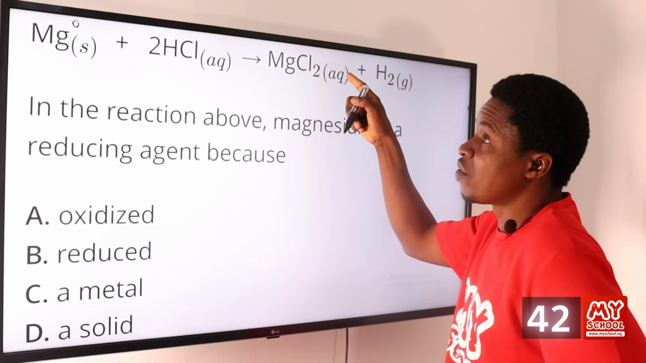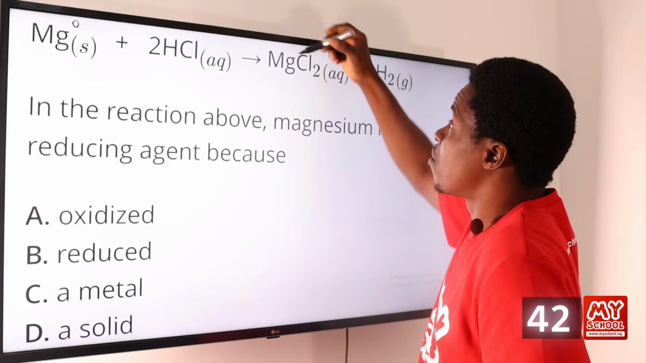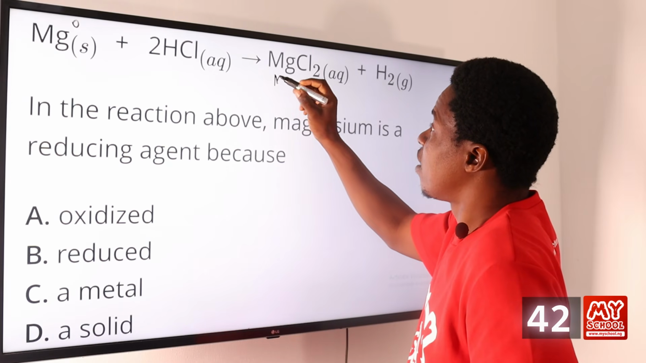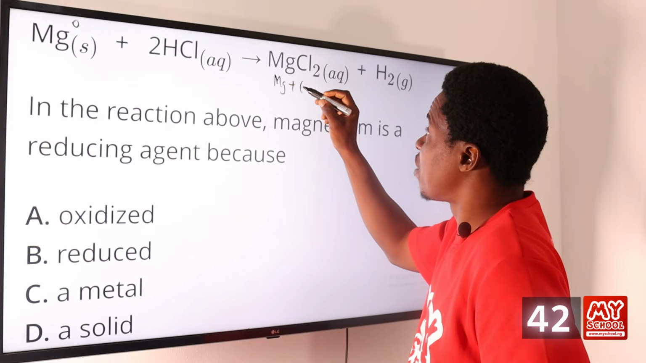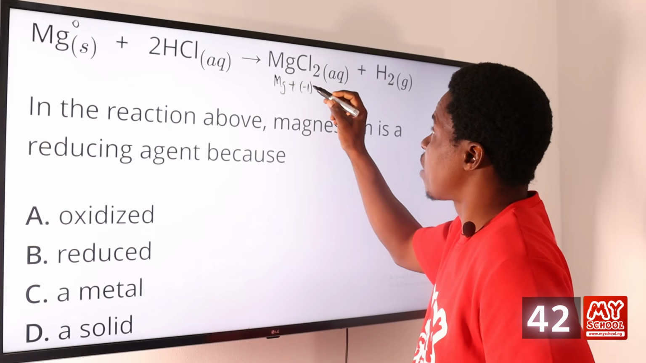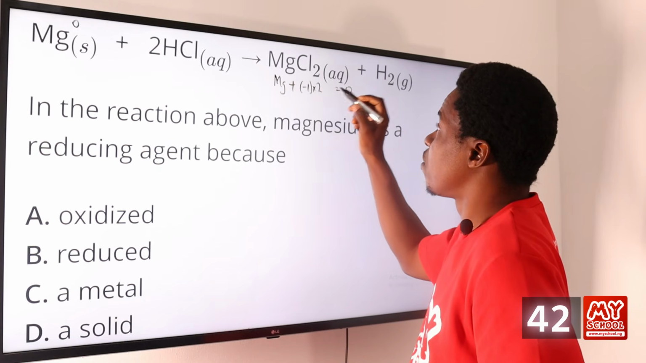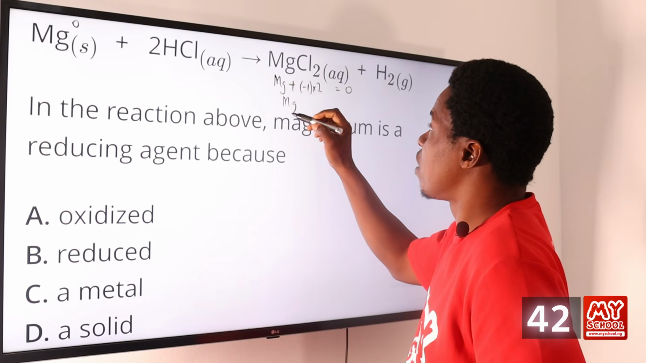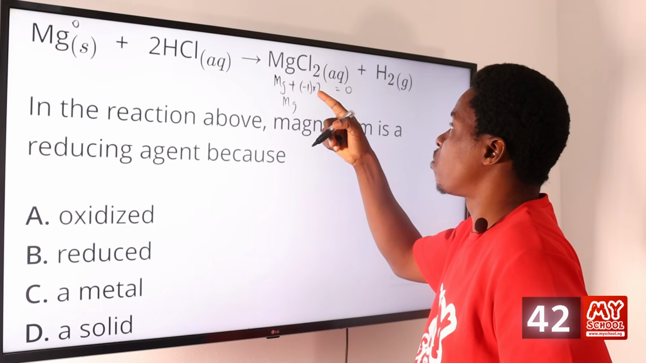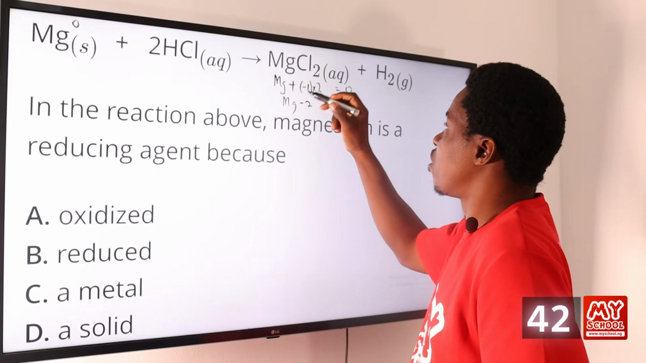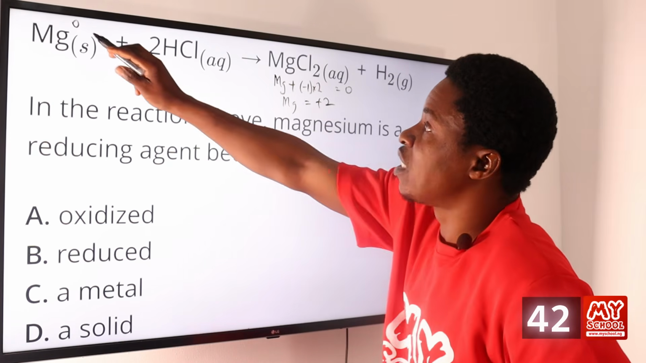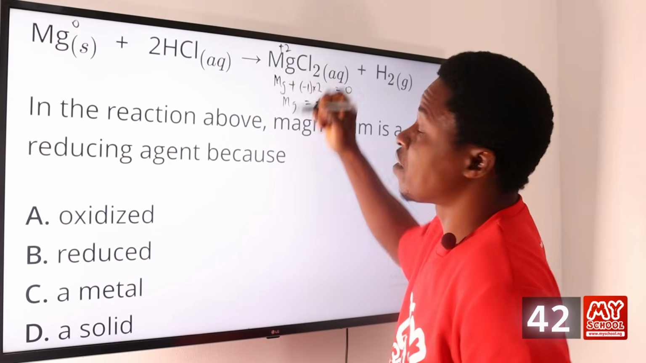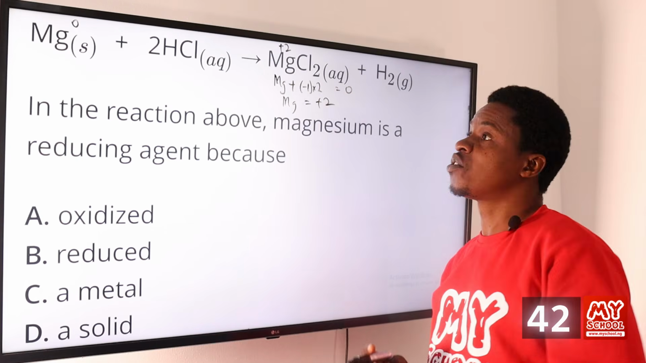So the oxidation state is 0. Then we look at what we have on the right hand side. What is the oxidation state of magnesium here? Magnesium plus chlorine, which is -1. That's the oxidation state of -1, but we have 2 of it here, so that means times 2, equal to 0. So magnesium will be minus 1 times 2, which is -2. When you cross it to the other side, it becomes +2. So from 0 to +2, that's an increase in oxidation state.